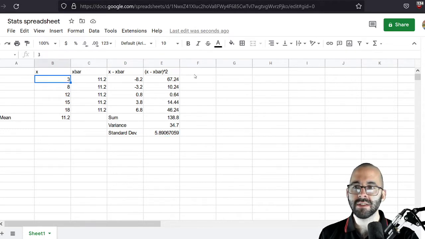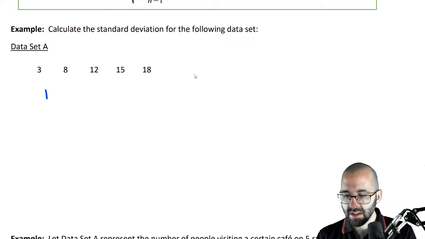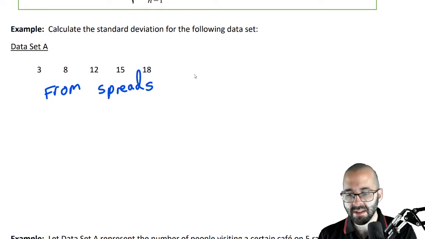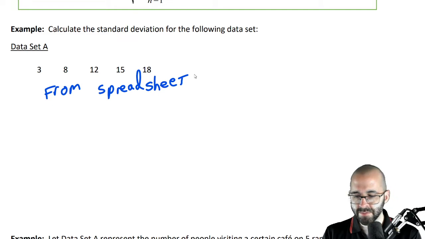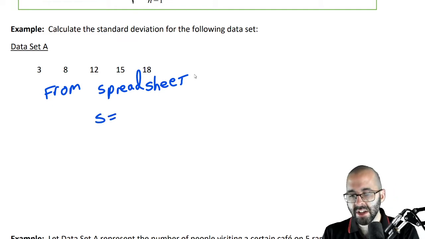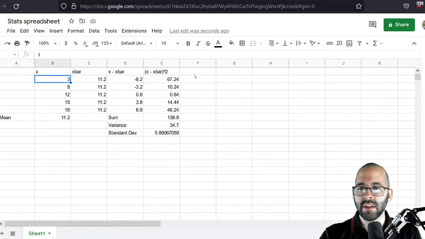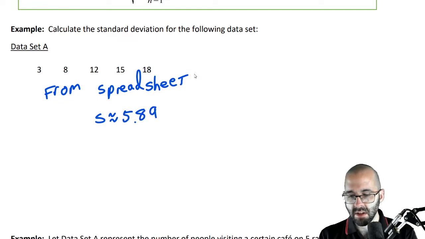Here, let's write down our answer. Normally I do require that you show your work, but if you're doing something on a spreadsheet, you might say this came from a spreadsheet, or this came from my calculator, or this came from GeoGebra. We'll be using GeoGebra in a later video. We're going to get that the standard deviation S is approximately, we are rounding so we use the approximately sign, 5.89.